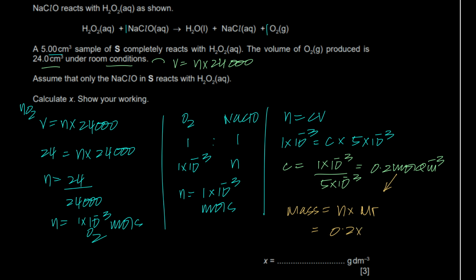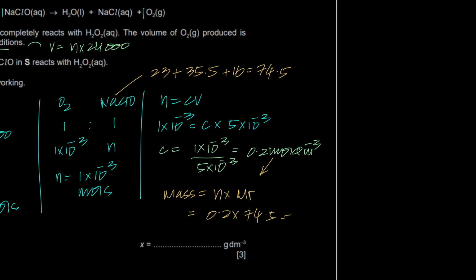Molar mass of NaClO: Na is 23, chlorine is 35.5, oxygen is 16. What do you guys get? You get 74.5. So 0.2 multiplied by 74.5. What do we get? We get 14.9. So 14.9 gram per dm cube is basically the concentration in gram per dm cube.